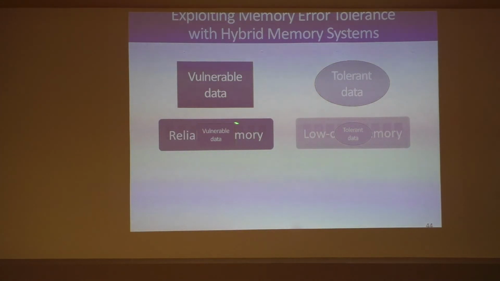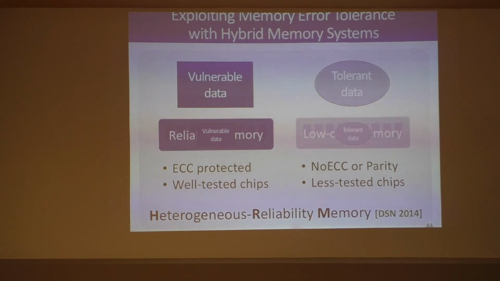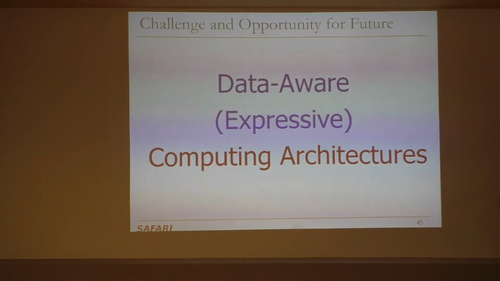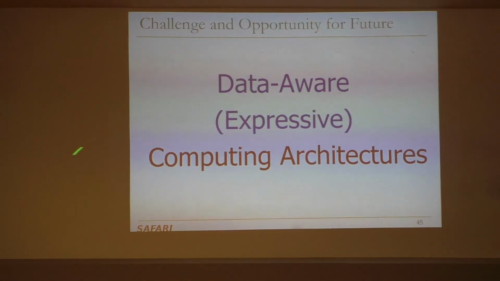Maybe a small amount of your memory has to be very reliable. A huge amount of your memory can be very low cost, right? And of course, you can enable other benefits, and I've already talked about this, so I'm not going to talk about this more. But it's an example of a data-aware architecture. Very simple, specialized, but if you actually have a very expressive interface, you can communicate a lot more information about data. And I think this has a lot more room for innovation.